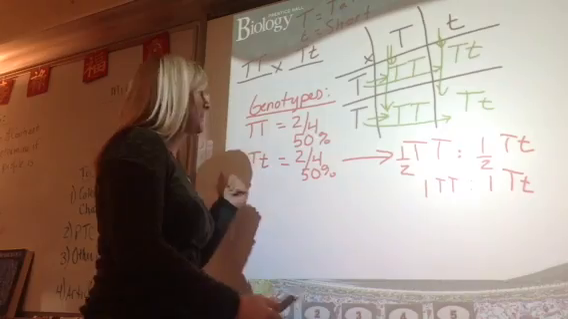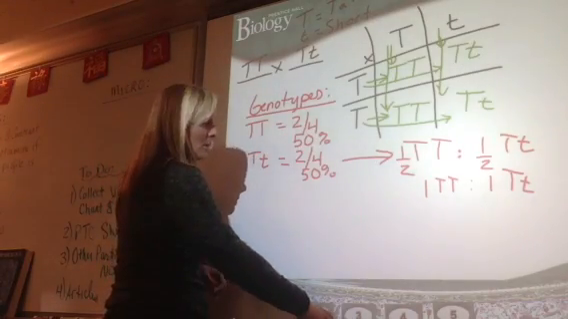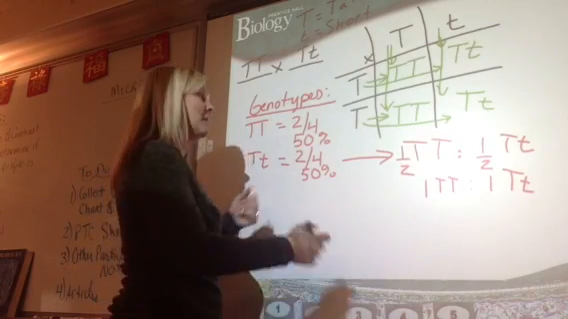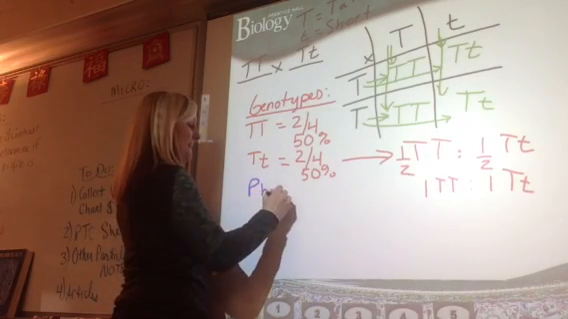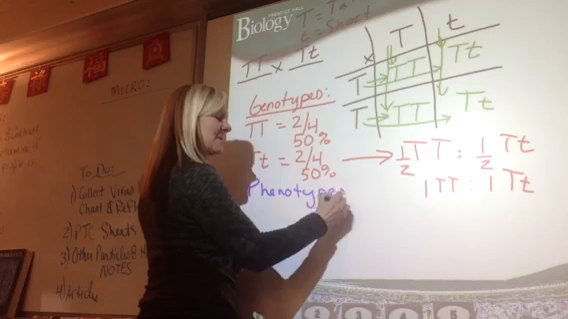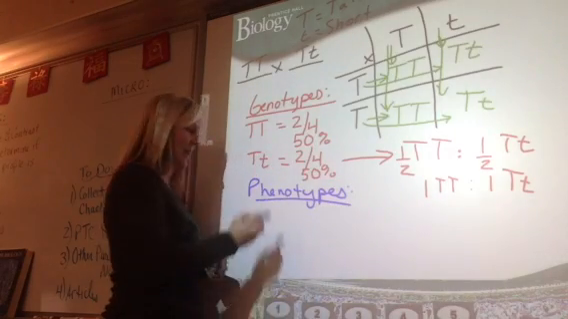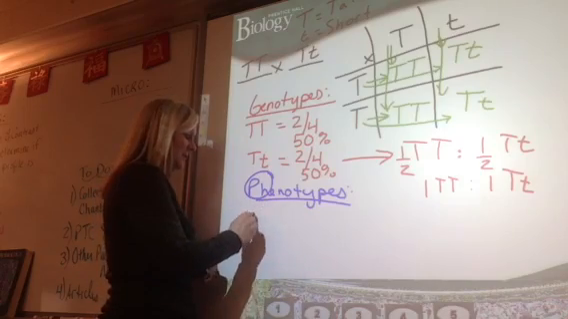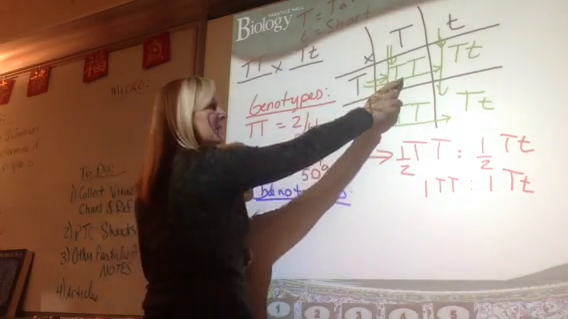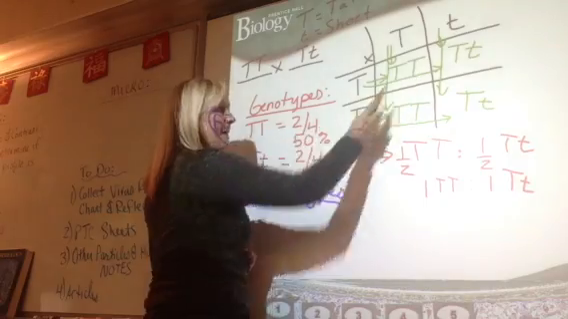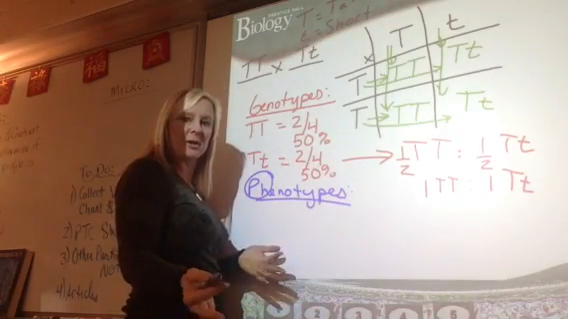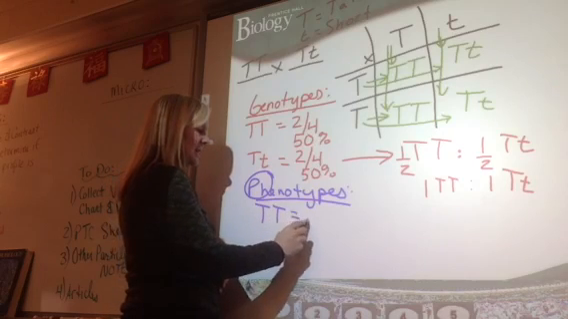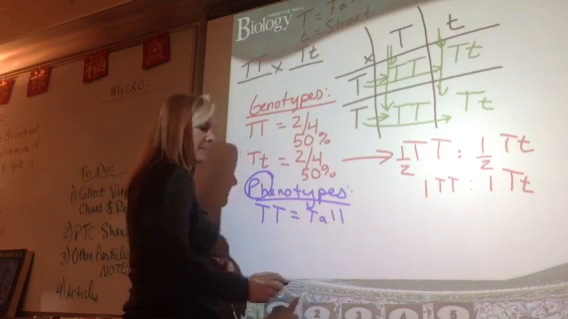Now, what happens now when I need to write the phenotypes? What is the phenotypes again? Hopefully you said physical feature. So when I'm looking at the phenotype, this genotype right here, capital T, what is that offspring going to look like? Hopefully you said that capital T is tall.